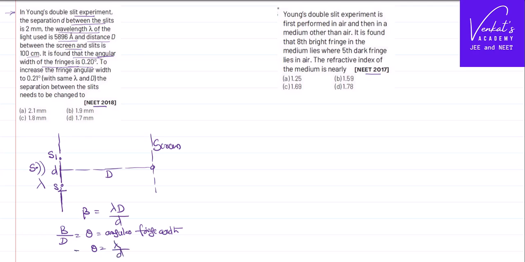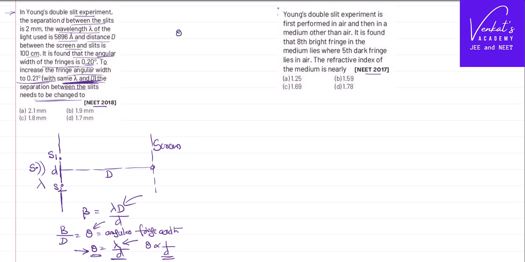That is what is given for you, 0.2. To increase the fringe width to 0.21 with the same lambda and capital D, the separation between the slits has to be changed to what? Lambda is kept constant. So, theta is inversely proportional to the distance between the slits, independent of capital D. Though it is given that capital D is the same, that is not required, because fringe width depends on capital D, but angular fringe width does not depend on capital D, it only depends on small d.